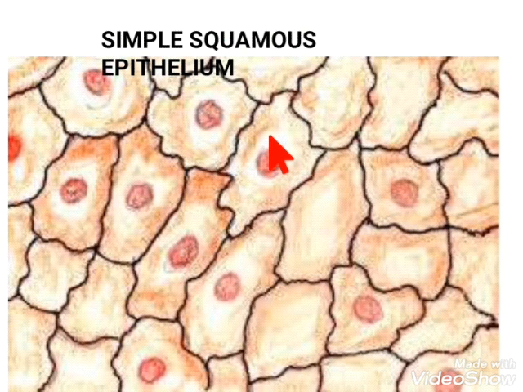If we talk about the function of the simple squamous epithelium, as the cells are very thin, small molecules can easily cross the epithelium. Thus, it helps in rapid transport of substances, diffusion of gases and filtration of fluids.